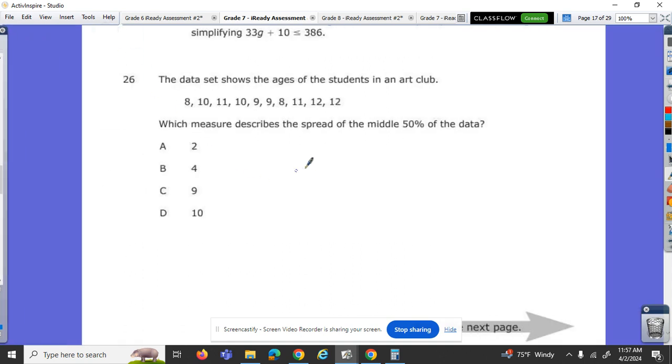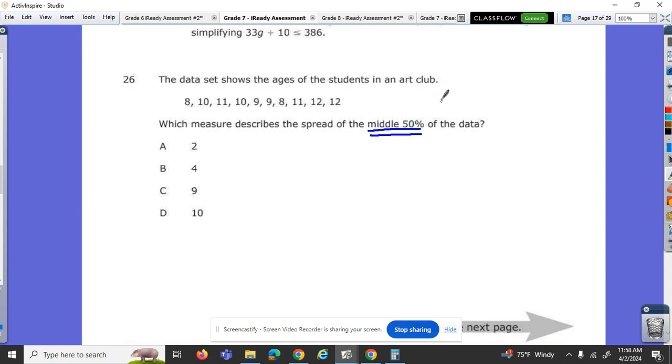All right, question 26. This one is one that we may or may not have gotten to a lot by this time because it is in our last unit, but hopefully we'll be able to pull in some things you already know from sixth grade. The data set shows the ages of the students in an art club. Which measure describes the spread of the middle 50% of the data?